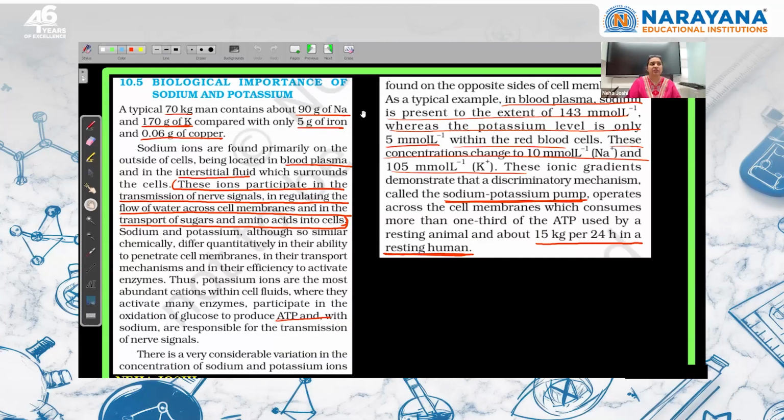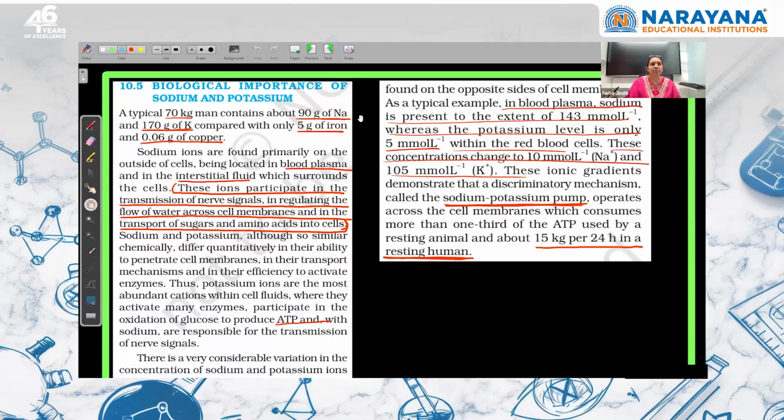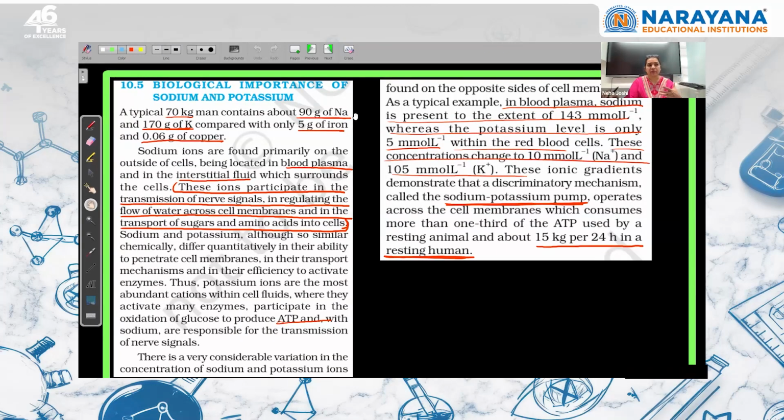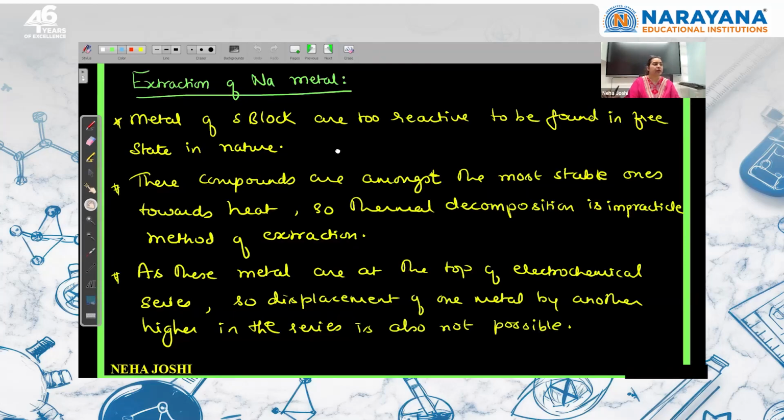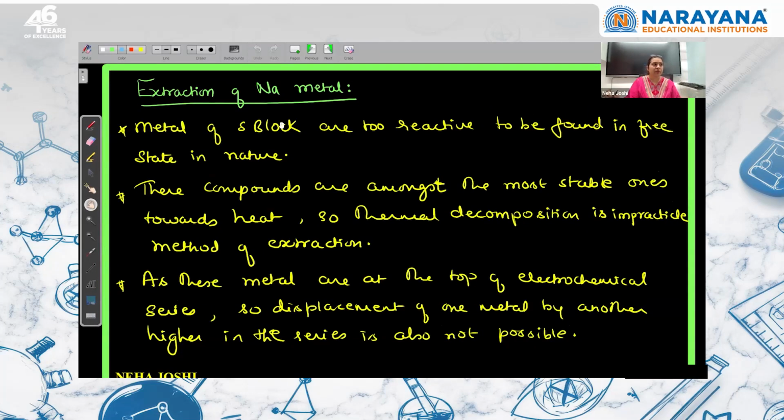So if your senior citizens are telling that I cannot breathe, I am having some issue, please get their ions checked. There are simple tests for sodium and potassium in blood test. Okay. So moving back to our preparation, extraction of sodium metal.